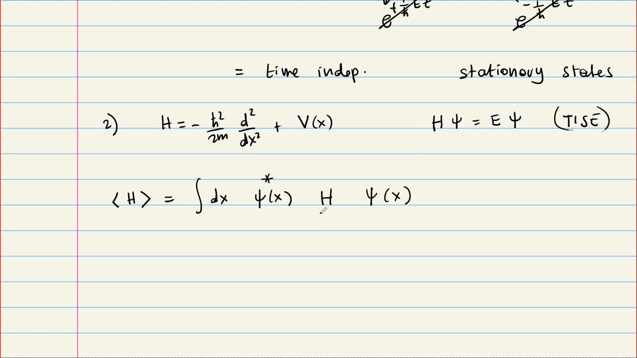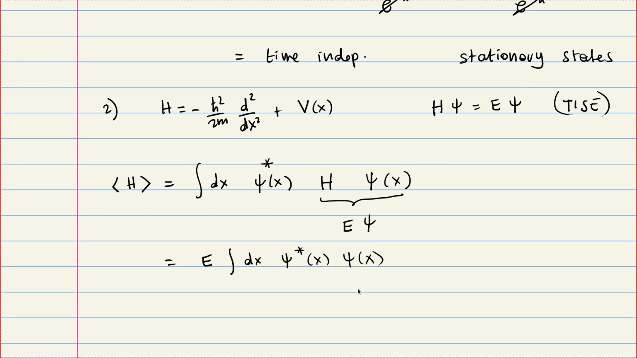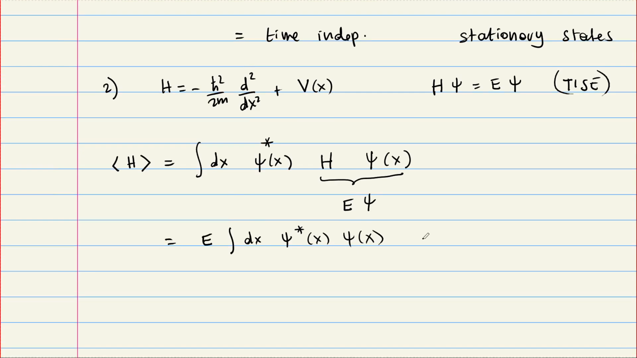And now I look at this side, H times psi. I know what this is equal to. This is E times psi. But E is a constant, independent of x. That's how we started the whole thing. Then I can take this E outside. But we said we want normalizable solutions. And even if the solution is not normalized, we can normalize it by hand. That means this integral is going to be 1, and this whole thing is going to be equal to E. Okay?